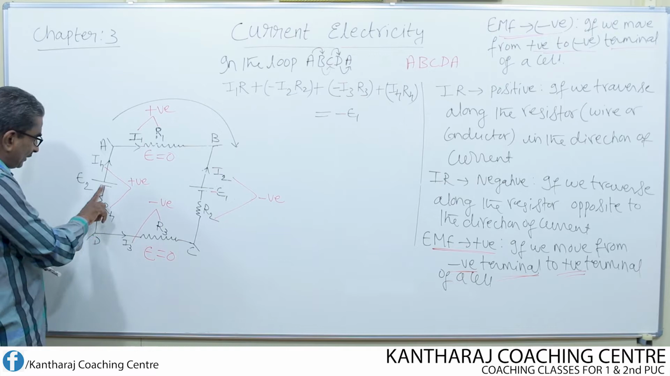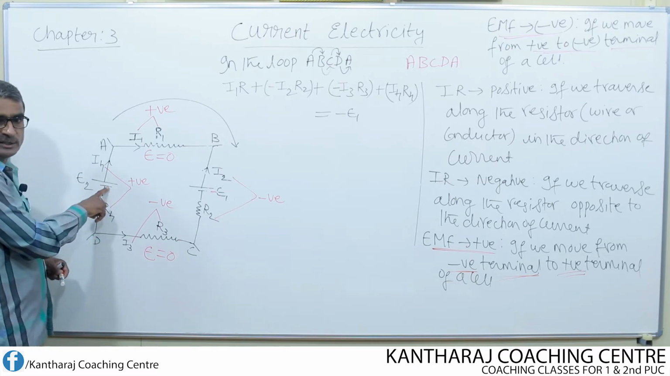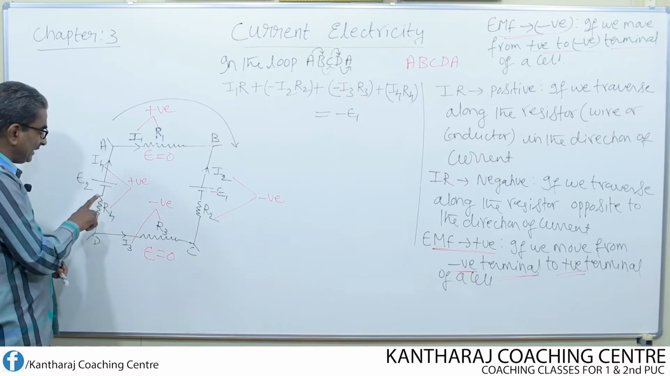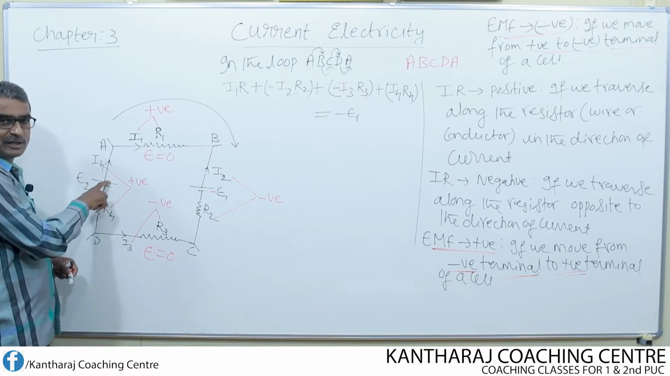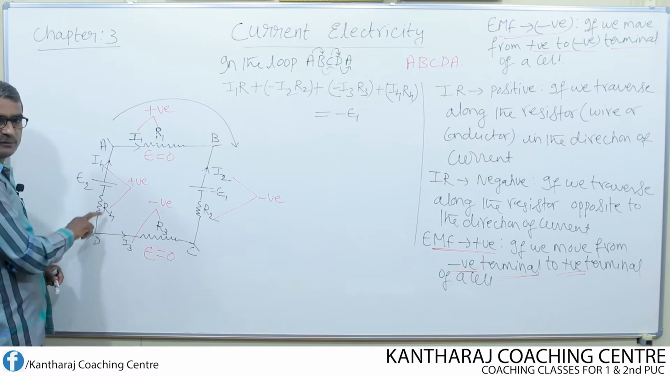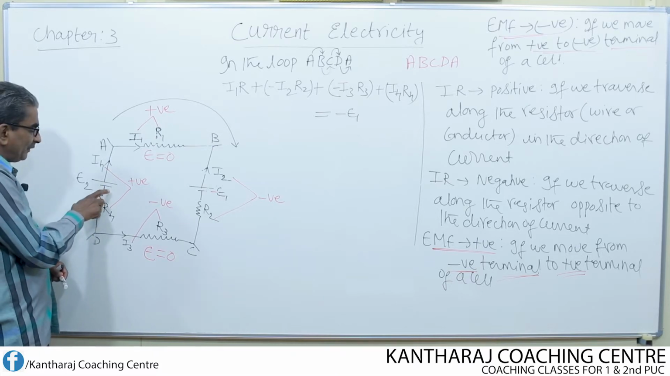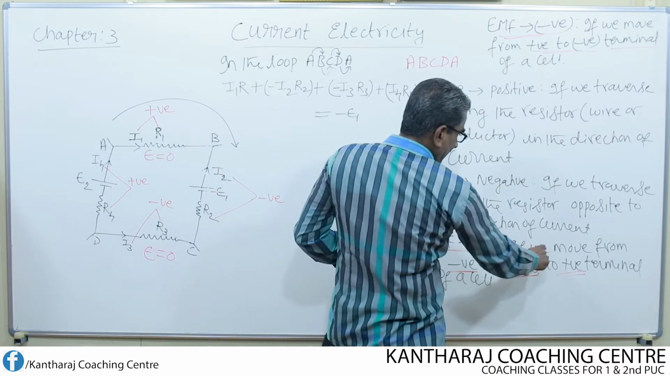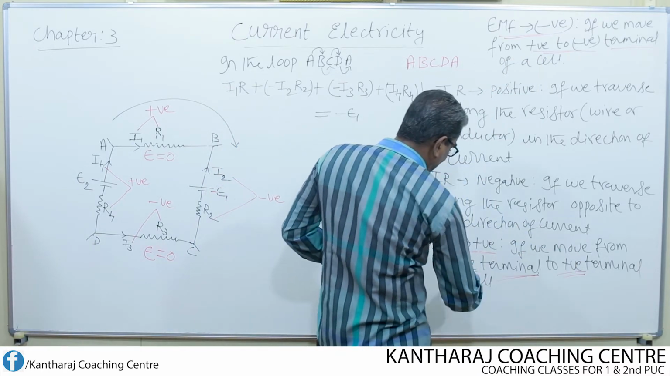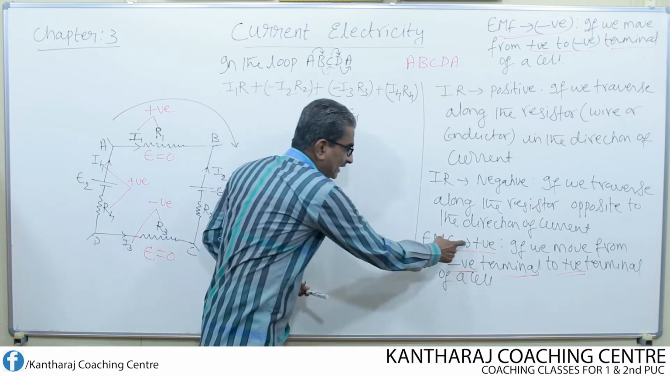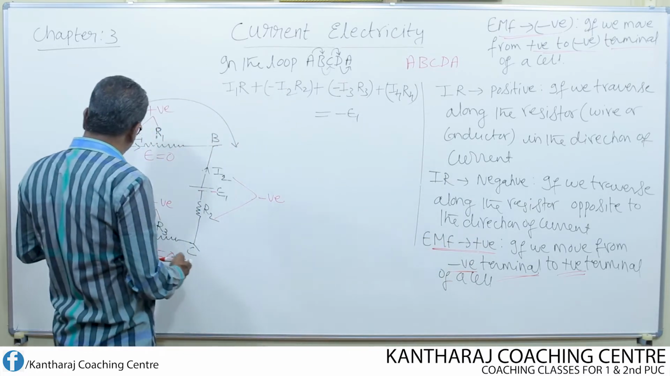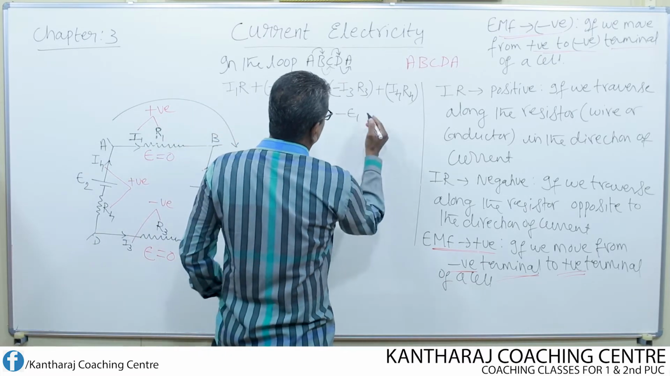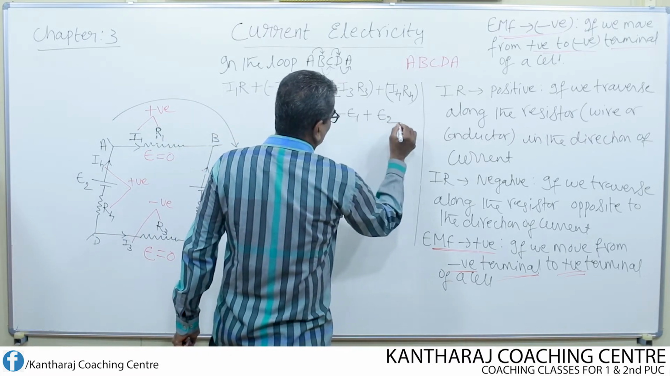While moving from D to A, we first come across negative terminal, then we come across positive terminal. It means that we are moving from negative terminal to positive terminal. We are facing first the negative terminal. So if we move from negative to positive terminal, according to this, look here, the EMF of the cell should be taken as positive. So therefore here this EMF is taken as positive, that means it is plus E2.